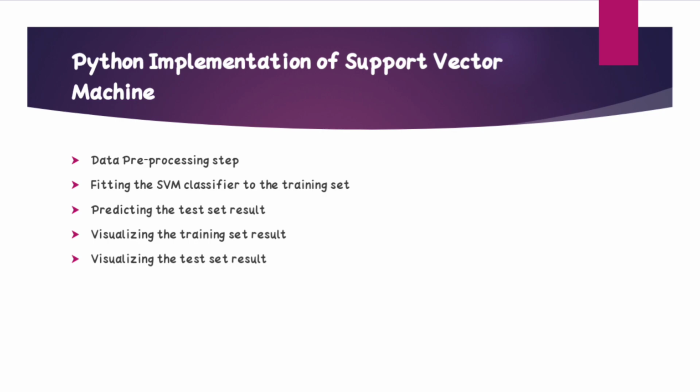Python implementation of support vector machine. In the Python implementation, the first step is data pre-processing, the second step is fitting the SVM classifier to the training set, the third step is predicting the test set result, the fourth is visualizing the training set result, and the fifth is visualizing the test set result.